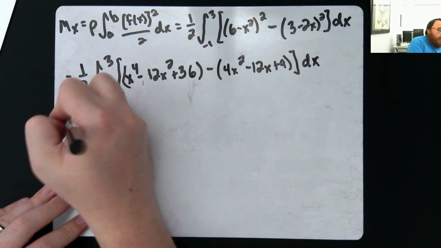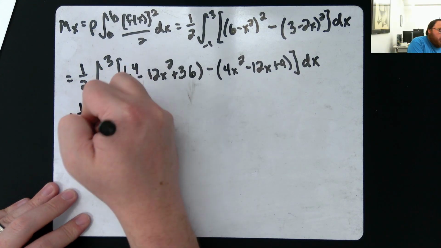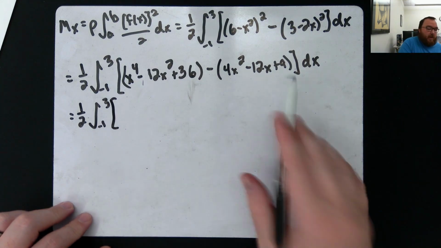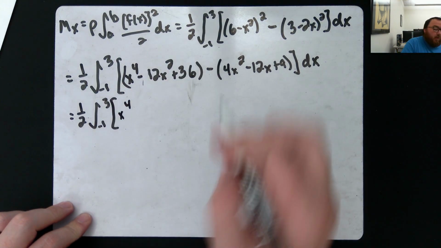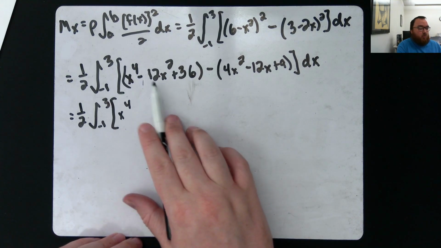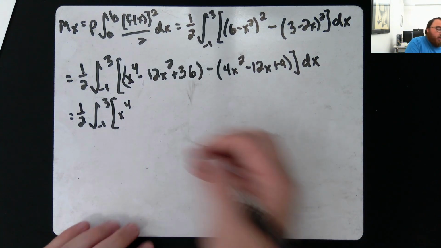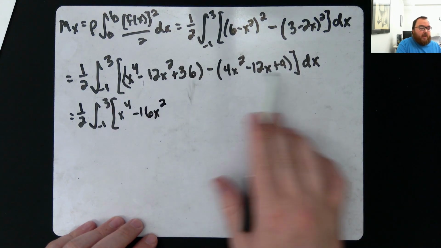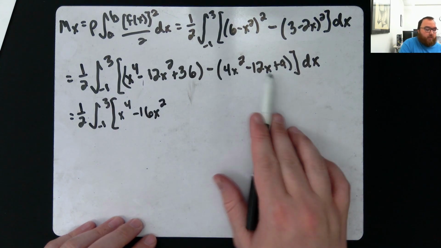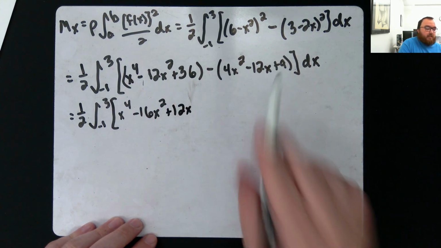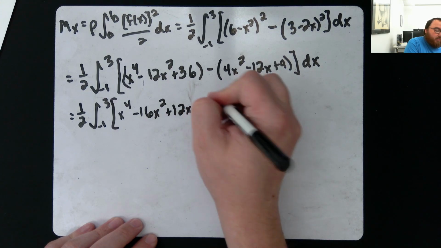Subtract those by combining like terms. X to the 4th, that's the only one I have, so that's just x to the 4th. I don't have any x cubes. X squared, I have minus 12x squared minus 4x squared, which gives me minus 16x squared. X, I have negative 12x, so that's positive 12x. Then I have 36 minus 9, which is 27.